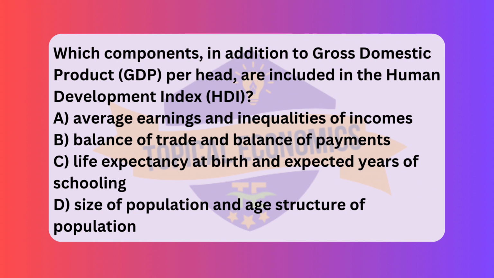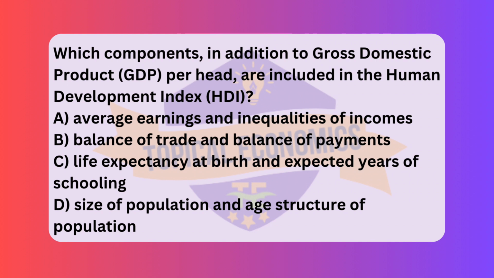The correct answer for this question is option C. Life expectancy at birth and expected years of schooling. The Human Development Index, HDI, is a composite index used to measure and compare the overall well-being and quality of life in countries. It includes three main dimensions. Life expectancy at birth, a measure of the health and longevity of a population. Expected years of schooling, the total number of years of schooling a child of school entry age can expect to receive, assuming age-specific enrollment ratios remain the same throughout the child's life. Mean years of schooling, the average number of years of education received by people aged 25 and older. Gross national income, GNI, per capita, a measure of the standard of living and economic well-being.